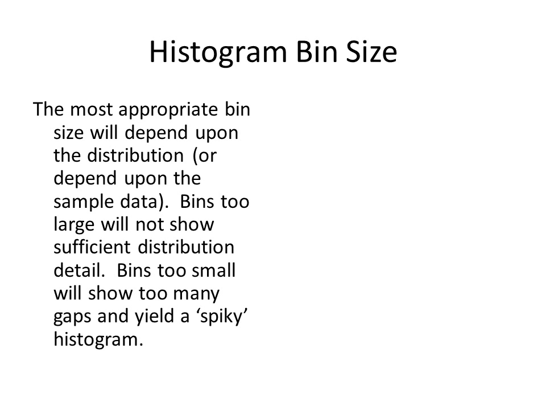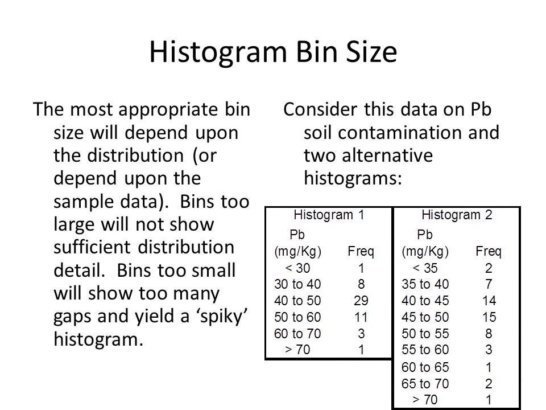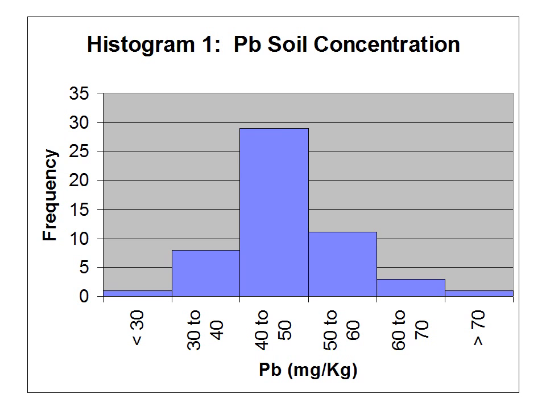But the bin size is one of the things that the user selects. Bins that are too large will not show sufficient distribution. Bins too small might show too many gaps or a spiky histogram. So here are different ways you might bin up that data, and you saw that distribution I showed in the previous histogram. Let's see how we could show this in another histogram.